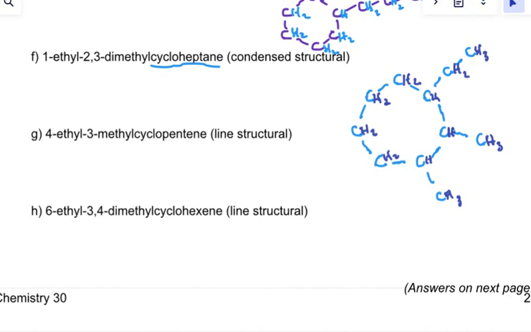Okay, and now we're back to line structures for the last few. 4 ethyl, 3 methyl, that's all branches, I'll ignore that for now. Cyclopentene means 5 carbons in a pentagon. A little irregular, but 1, 2, 3, 4, 5 is what matters. Okay, so that's cyclopentene. Oh, sorry, this is cyclopentane.